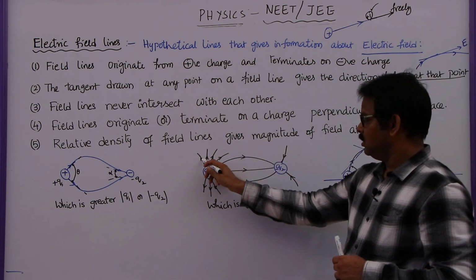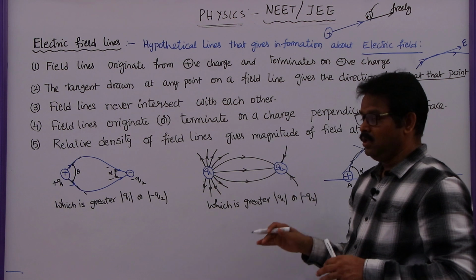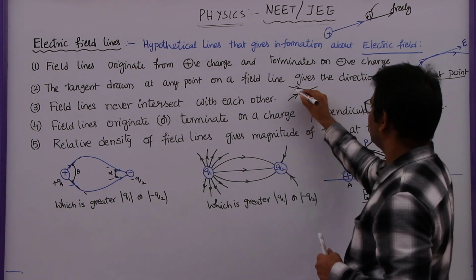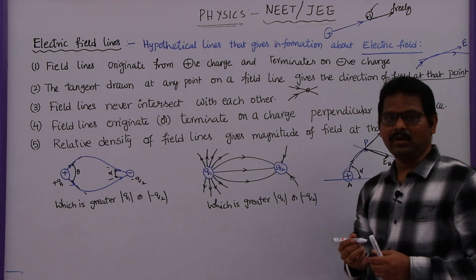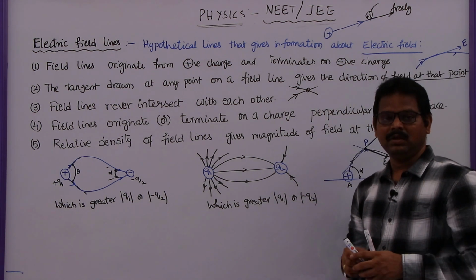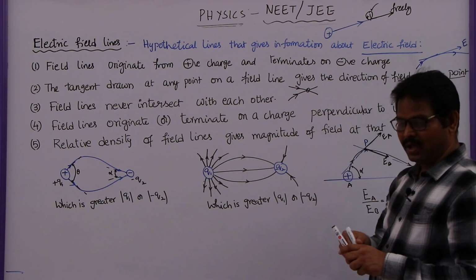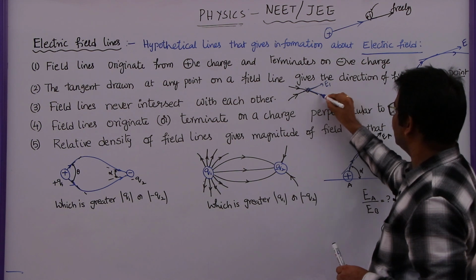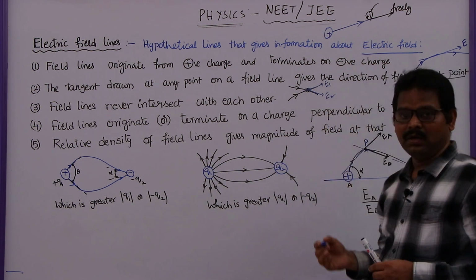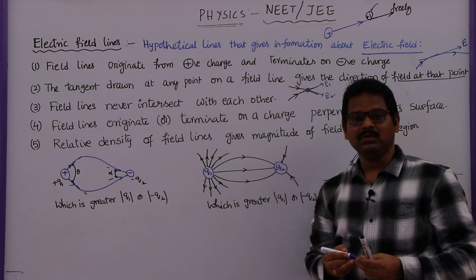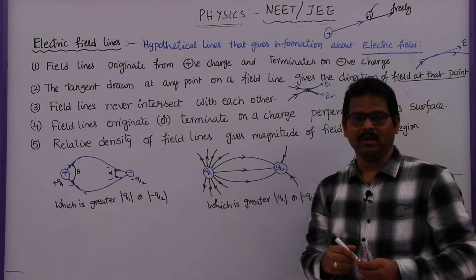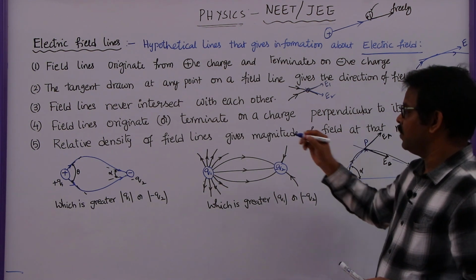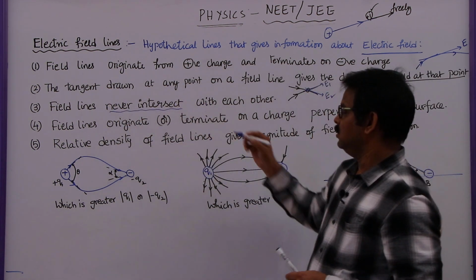Third one, field lines never intersect with each other. If you see here, the lines are not intersecting with each other. If they intersect, let us say two lines are meeting at a point, and you want to draw a tangent here, you can draw two tangents. That means at this point the field will have two directions, one along E1, one along E2, but the electric field is a vector. That means it will have only one direction at a single point. So at this point the field has two directions, which is impossible. That's why they never intersect with each other.